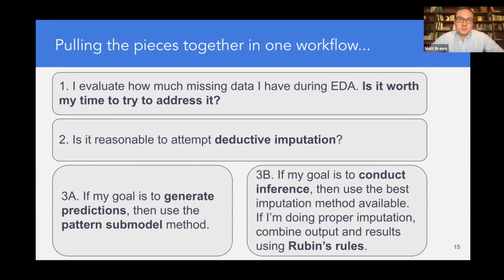Then if there's still missing data, I'm either going to go to 3A. If I want to generate predictions, I would use the pattern submodel method. Or B, if my goal is to conduct inference, then I try to use proper imputation and I combine my output using Rubin's rules.